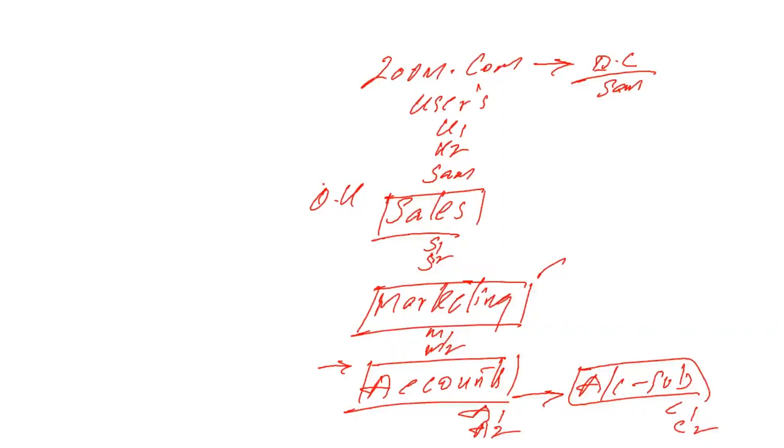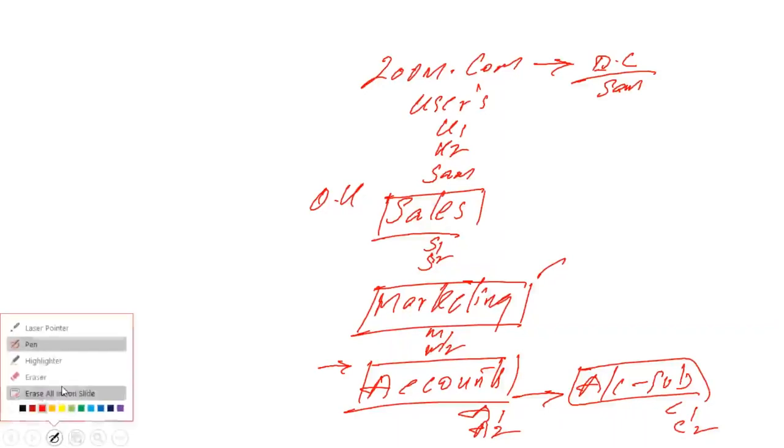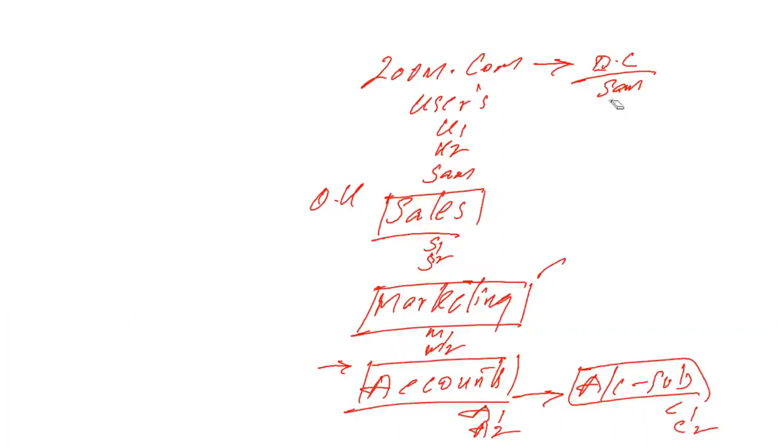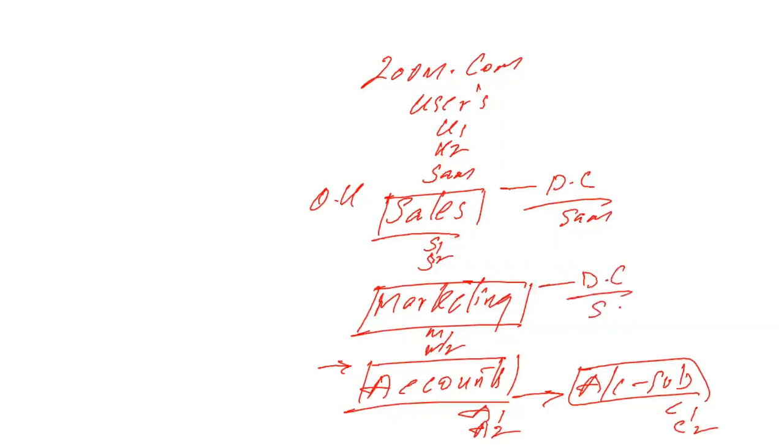Okay, but my boss is saying, don't give the chance to SAM to manage all the user accounts. Allow the SAM to manage only marketing OU and sales OU users. So I'm giving the delegation control to SAM on sales OU and I'm giving the delegation control to SAM to manage only marketing. So now the SAM is having right to manage the sales OU user accounts and marketing user accounts here.